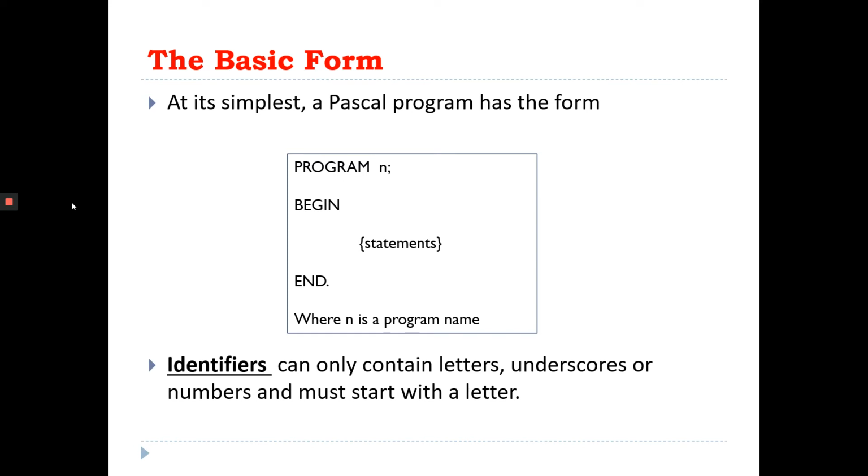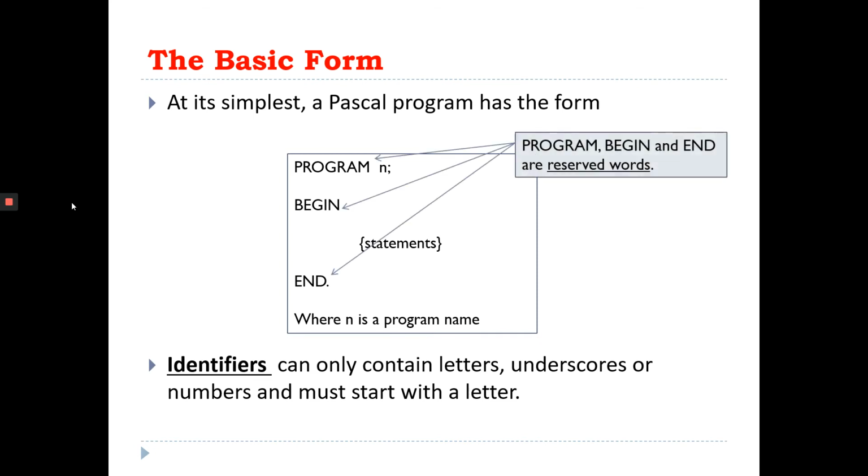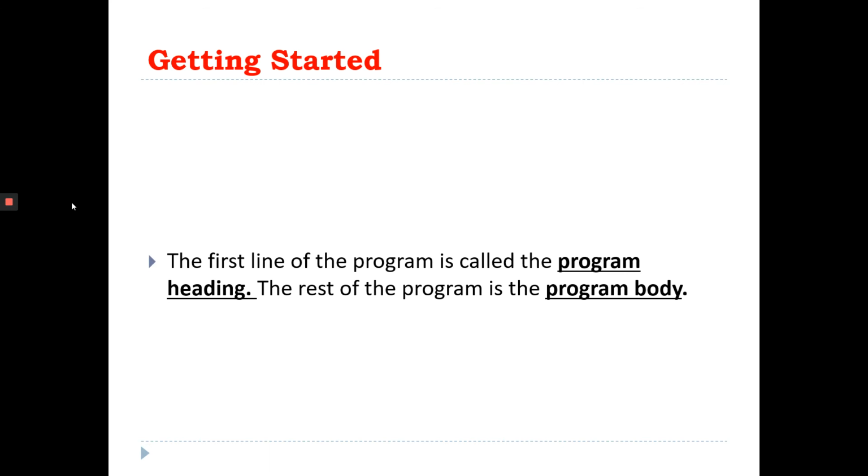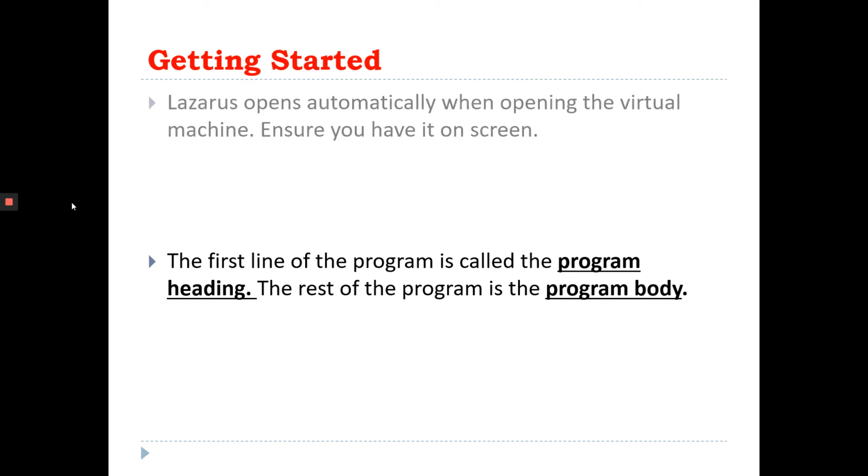So at its simplest, the Pascal program has this basic form. Program N, where N can be any name that isn't a reserved word that you like, begin, end, and then statements in between. Identifiers can only contain letters, underscores, and numbers, and must start with a letter. It's very good practice not to use A, B, C as identifiers, but actually use something that has some meaning behind it. So the first line of the program is called the program heading. The rest of the program is the program body.